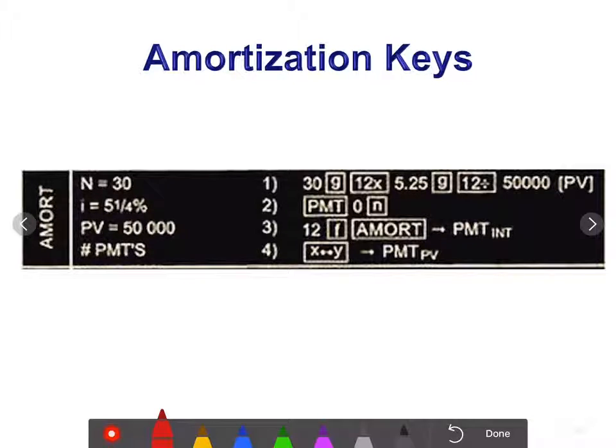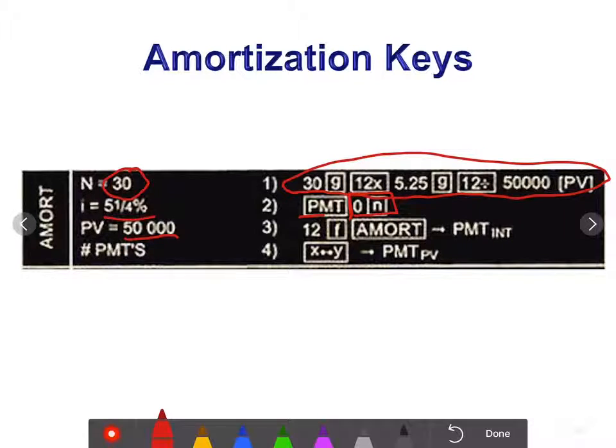But effectively, what it's showing here is if you have a 30-year mortgage, 5.25% interest rate, you're borrowing $50,000. Here's how you would do the amortization. At the beginning part up here, we're effectively just putting it into our financial keys. We then calculate the payment on the mortgage. And the next one's kind of interesting. You see this 0 N. You can say that's optional, but I think it's good habit.